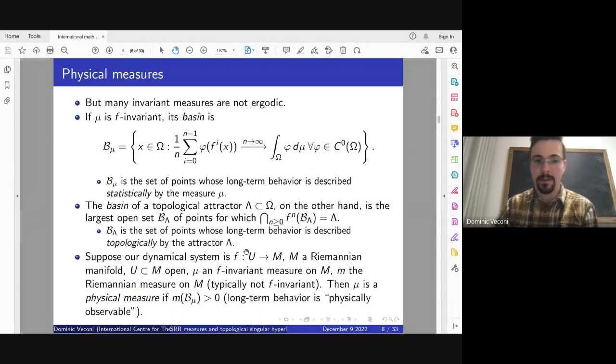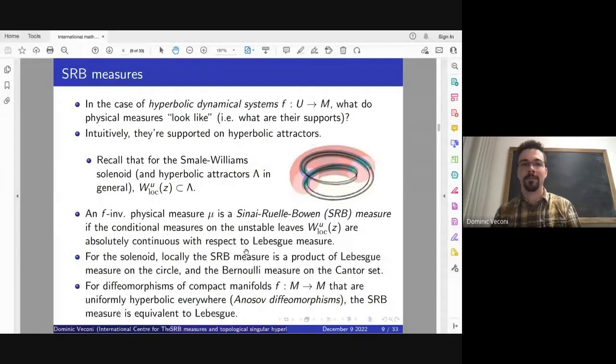If you have a dynamical system on a Riemannian manifold with U some open subset, that's the domain of F, and mu is an F invariant measure on the manifold, and little m is the Riemannian measure on capital M, and typically that Riemannian measure is not F invariant, then mu is a physical measure if the Riemannian measure, the volume of the basin of mu, is positive. What this means, in other words, is that the long-term statistical behavior is physically observable. So we call these physical measures if they have this property. But it's not just any physical measures we're interested in. We really want to know about what are called SRB measures.